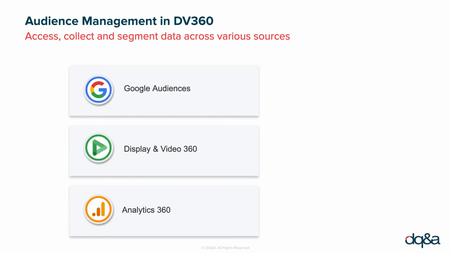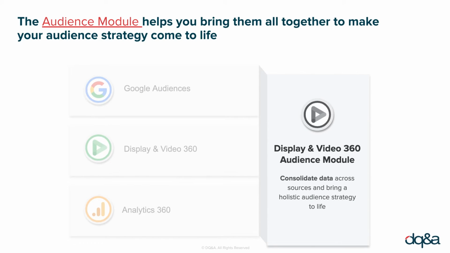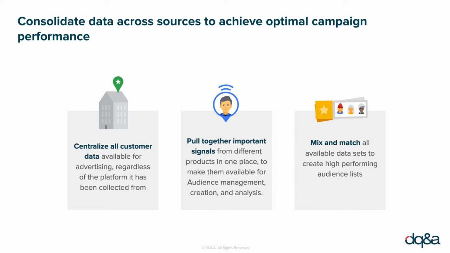So we've covered all of this rich audience data that we have at our disposal. However, it all comes from different sources and can become tricky to manage. So you have your Google audiences in DV360, perhaps floodlights coming from Campaign Manager, and audiences coming from Analytics 360. The display and video audience module is a place that can help you reach this audience and consolidate all of your audiences in one place in the Google Marketing Platform.